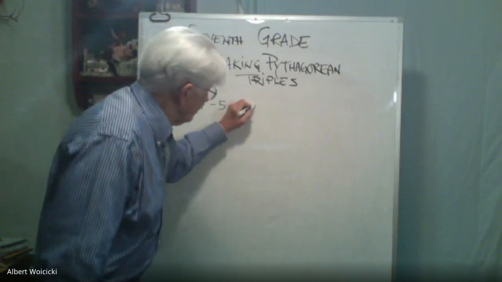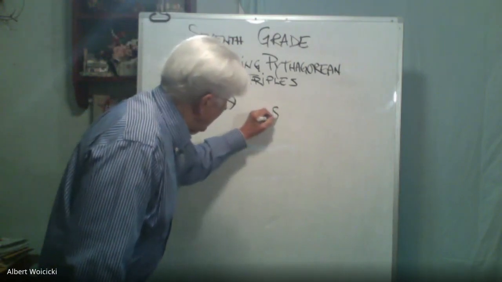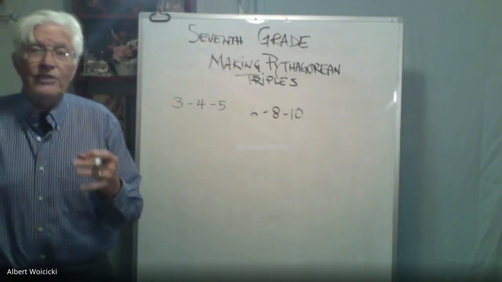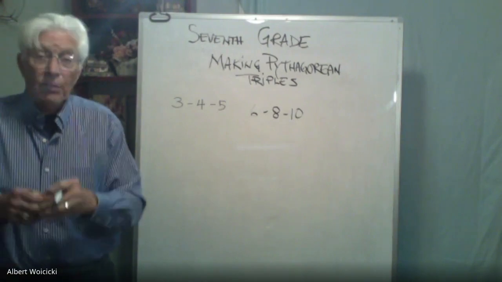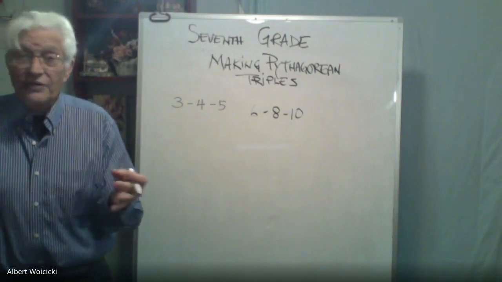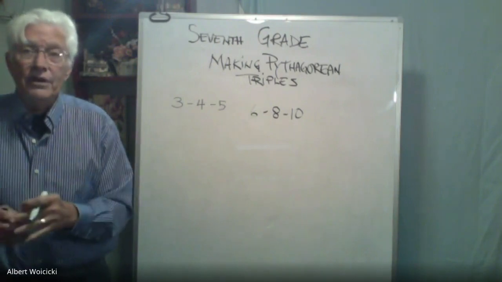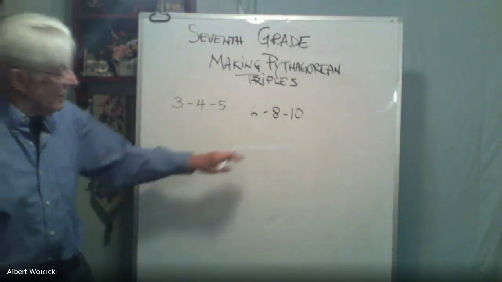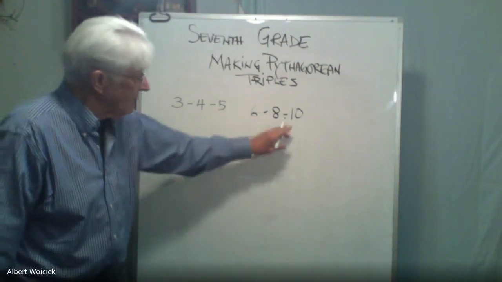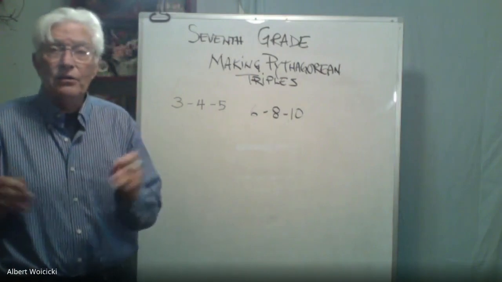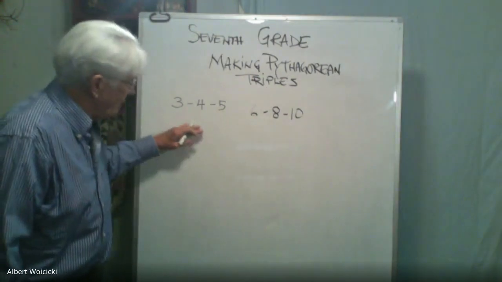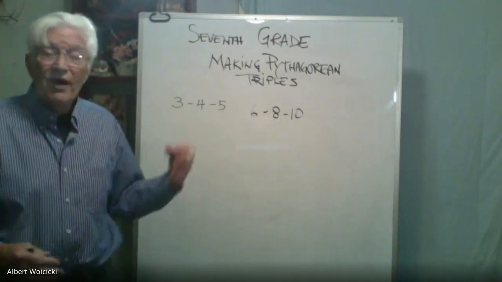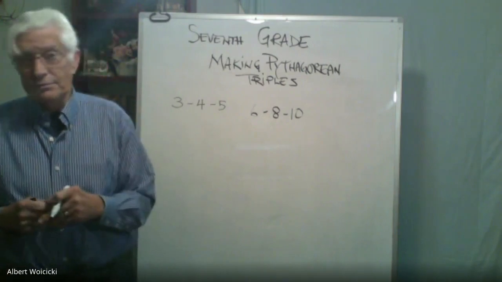So if I choose 6, 8, 10, I've got another right triangle, because 6 squared plus 8 squared, that's 100. And 10 squared is 100. So I've got another right triangle. So 6 and 8 are the lengths of my sides, and 10 is the length of the hypotenuse. So I've got these two, and I can make as many as I want, because I can multiply 3, 4, 5 by any amount I want.